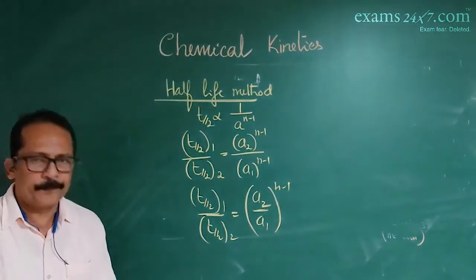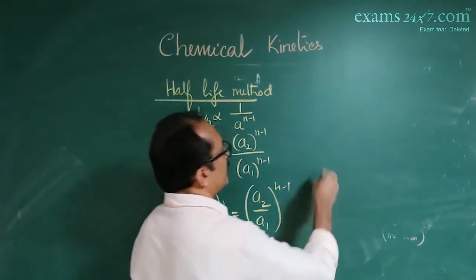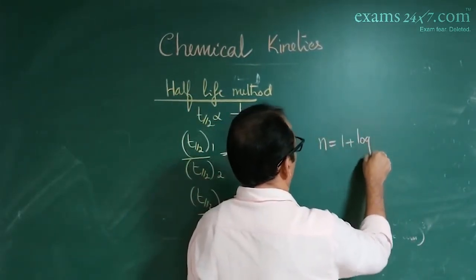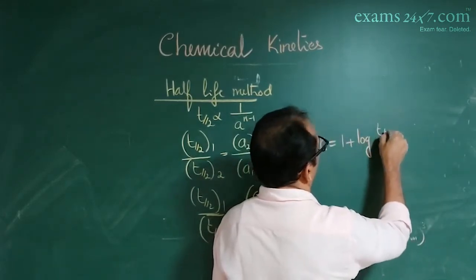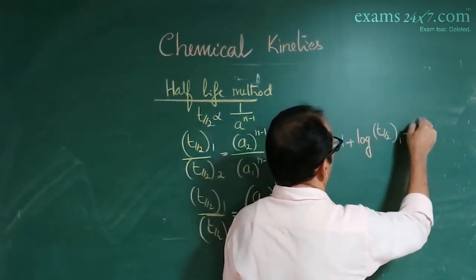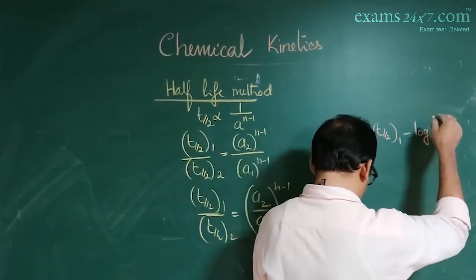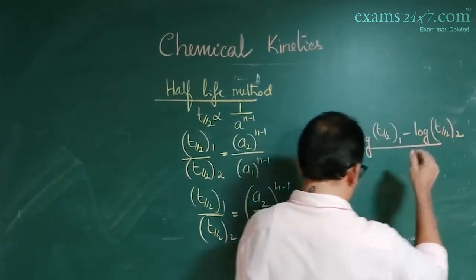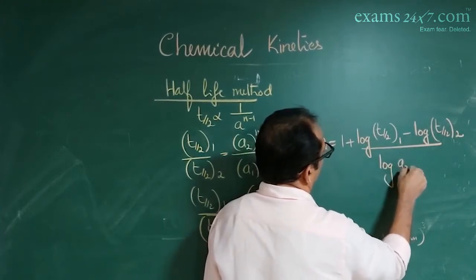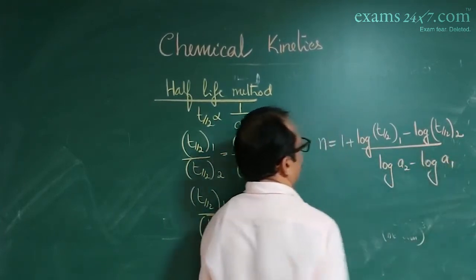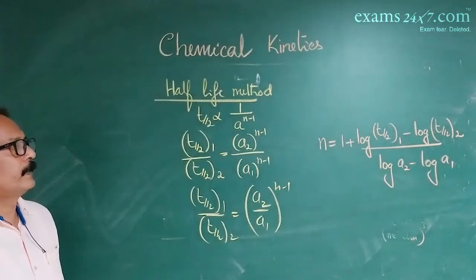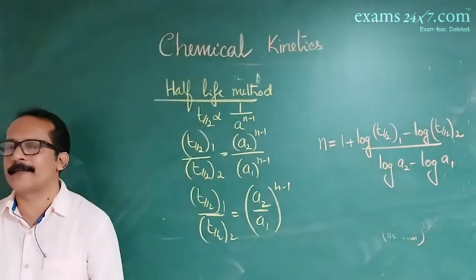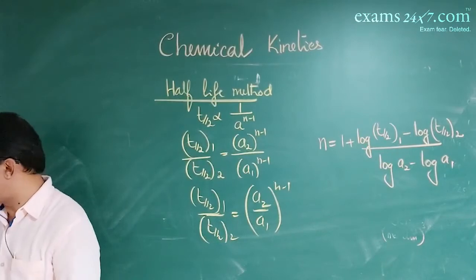I'll write the final step. How the n is expressed in this method. N is equal to 1 plus log of T of 1 minus log of T of 2, divided by log A2 minus log A1. So this method is called the half-life method. So these are the different methods where you can determine the order of the reaction.